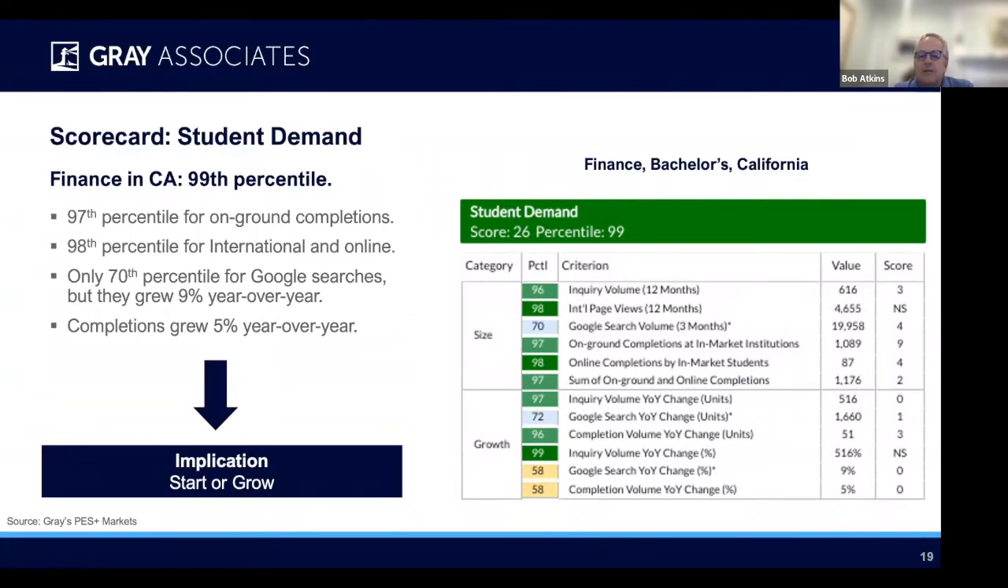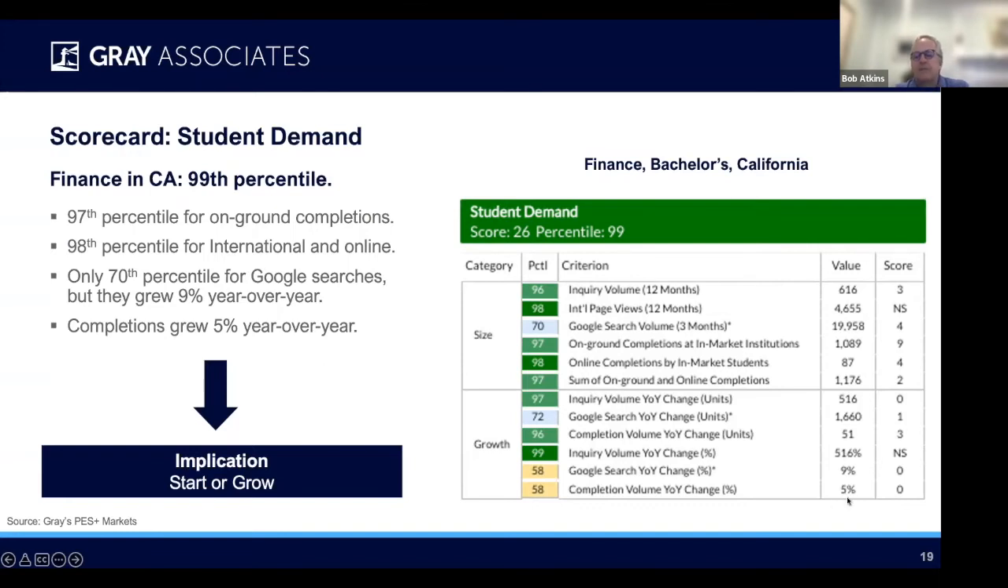But let's start to look at change in search volumes. Inquiries are up. Google search is actually up very substantially at the 72nd percentile, so above average. Completion volumes are up at the 96th percentile, up by 51. Inquiry volumes are up enormously, but that's one of the reasons we got rid of that data. It tends to be very volatile, which doesn't inspire a lot of confidence. And the Google search year-over-year change is up on a percentage basis by 9%.